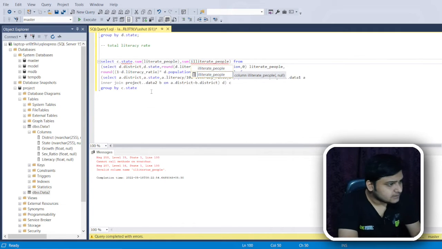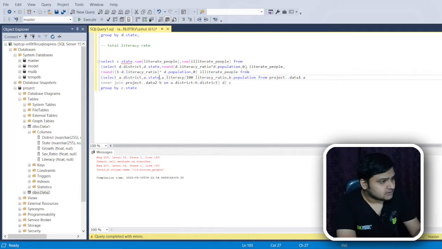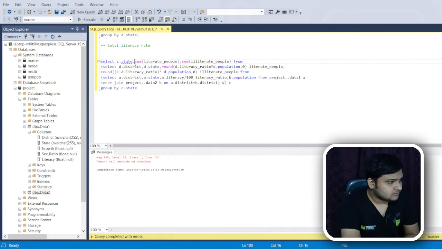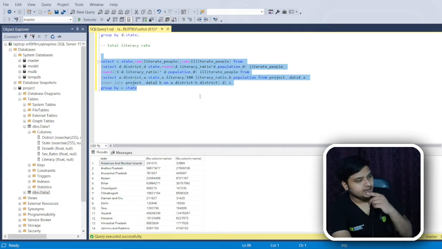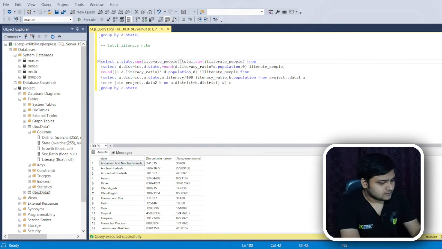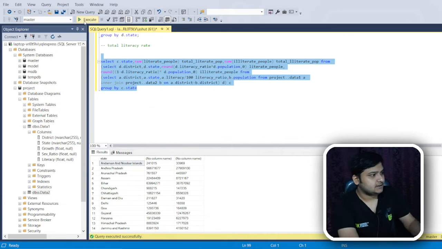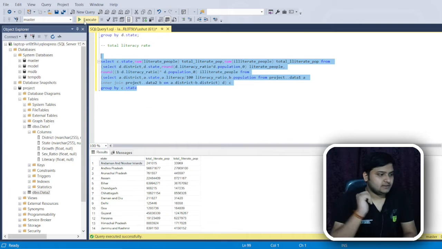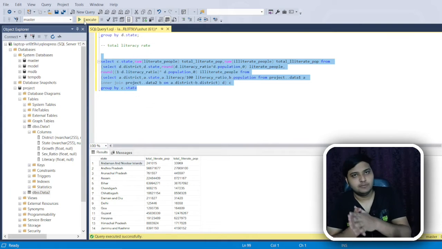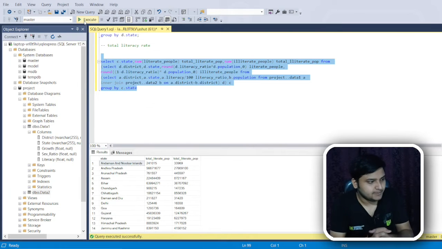Column name literate. These are some of the small mistakes which you will get every now and then. So the total literate population, and this is the total literate population. That's it, and we'll run the query again. You can see we have got the answer: in the first column the total number of literate people and in the second column the total number of illiterate people.